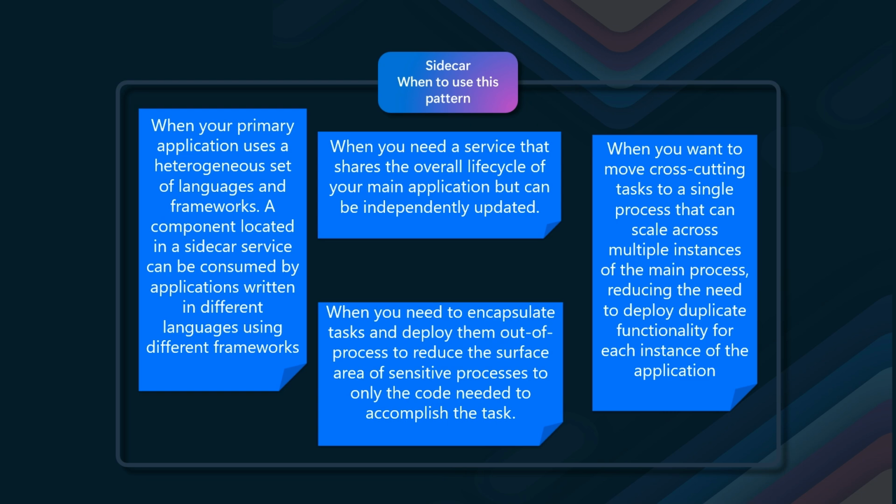So the sidecar pattern should be used in the following scenarios. Heterogeneous set of languages and frameworks. So when your primary application uses a heterogeneous set of languages and frameworks, a component located in a sidecar service can be consumed by applications written in different languages using different frameworks.